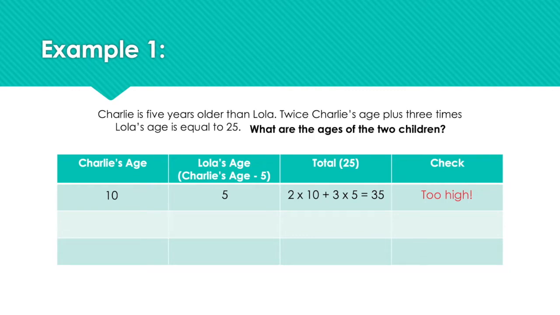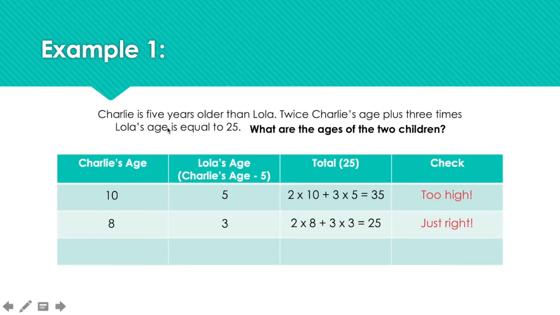And I'm not going to go 1 down because it is pretty high. I'm going to guess 2 down. So I'm going to guess 8, which makes Lola's age 3. And then we would do our sum. We're going to do 2 times 8 plus 3 times 3. So 2 times 8 is 16 plus 3 times 3, so plus 9, is going to give you 25, which is just right.